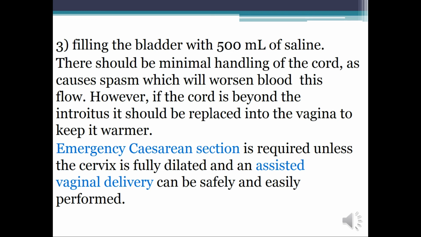However, if the cord is beyond the introitus, it should be placed into the vagina. Keep it warm. Emergency cesarean section is required unless the cervix is fully dilated and an assisted vaginal delivery can be safely and easily performed. This is a top emergency condition, because with delay we may lose the fetus.